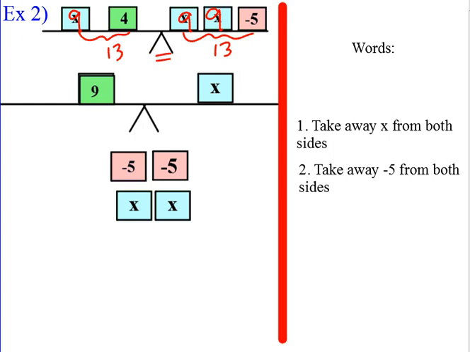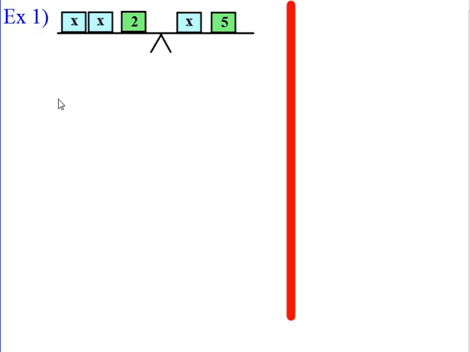Something to think about: if we were to take these last two equations we were looking at and translate them into what an equation would be. In the first one, we'd have two x's and a positive 2, and that would equal an x and a positive 5. Same representation. What we did was remove an x from both sides.